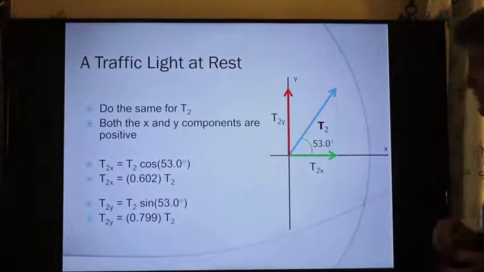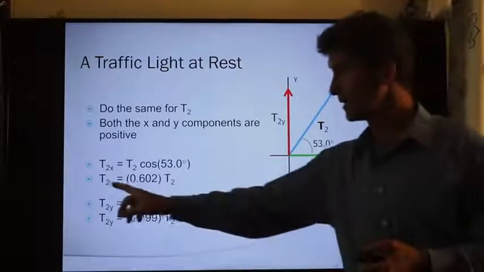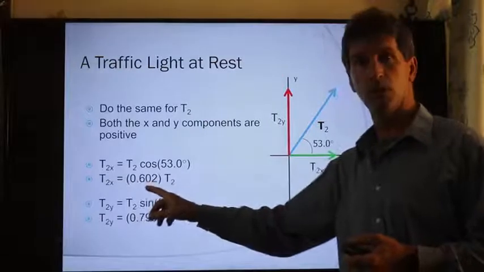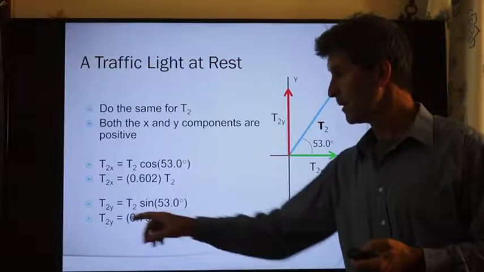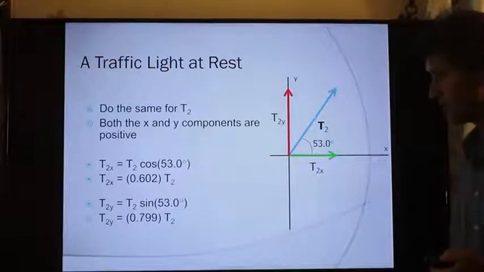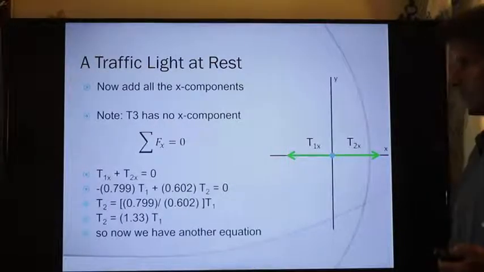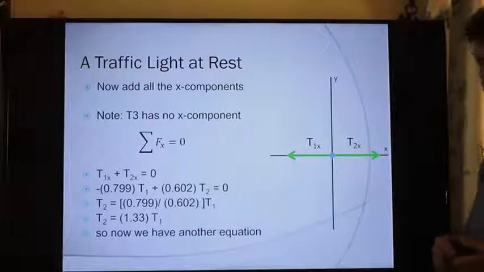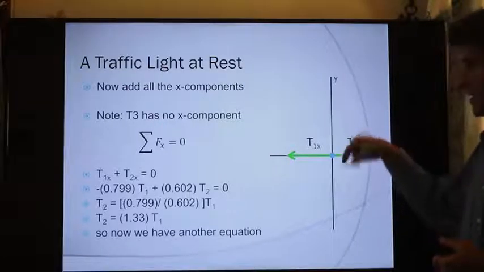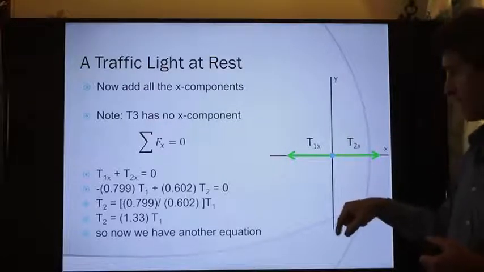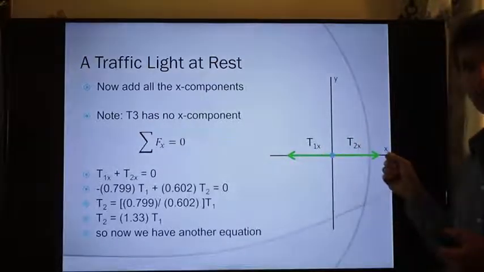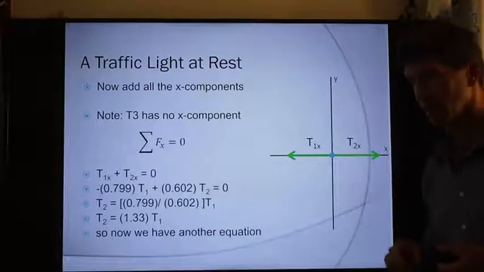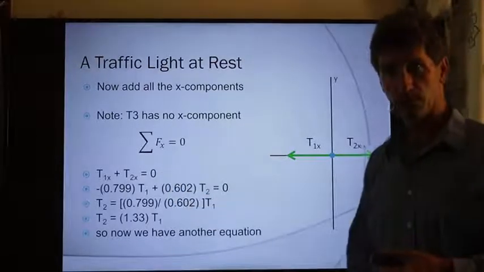Do the same thing for T2. I can relate T2x to the total tension T2, and T2y to T2. And basically I add up all the forces in the x direction. T3 has no component in the x direction, it just pulls in the y direction. So I'll take T1x and T2x and set them equal to 0, okay?